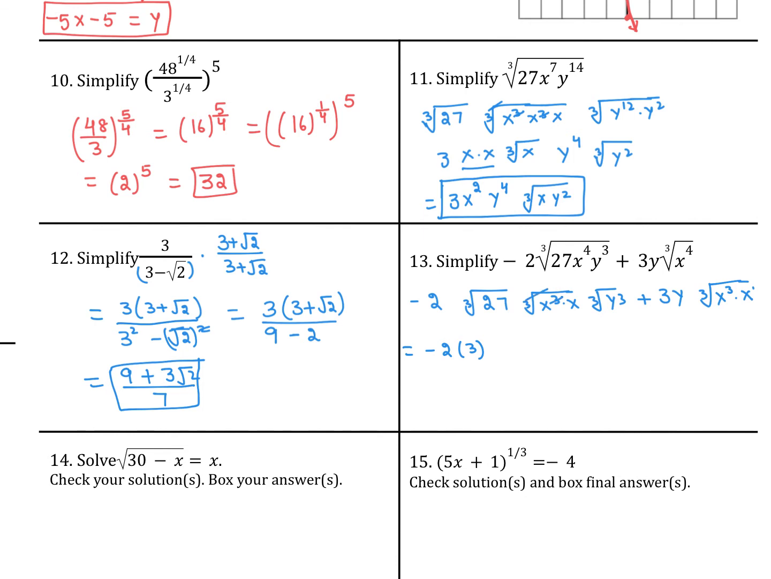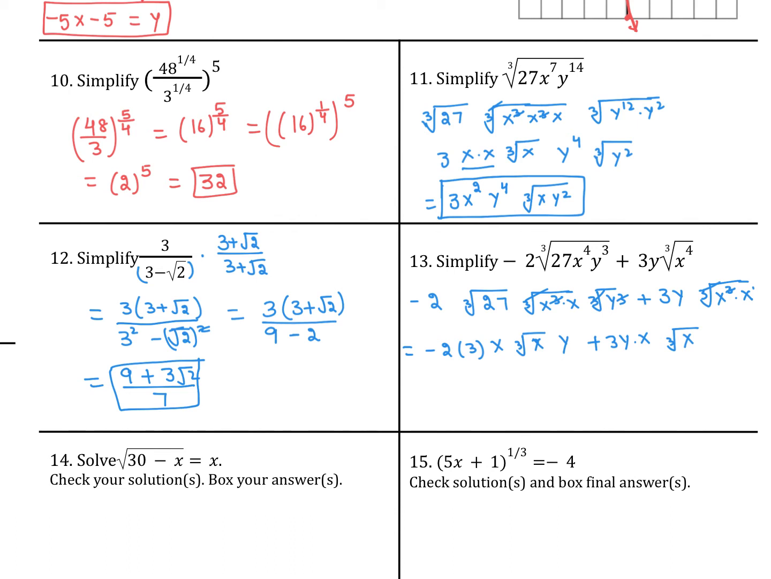Cube and cube root cancel, one x comes out, and the other x remains inside the cube root. Cube root and cube cancel, so the y is outside of the cube root. Plus 3y, cube and cube root cancel, and one x comes out. The other x will remain inside of the cube root.